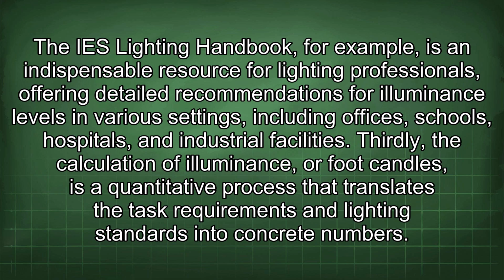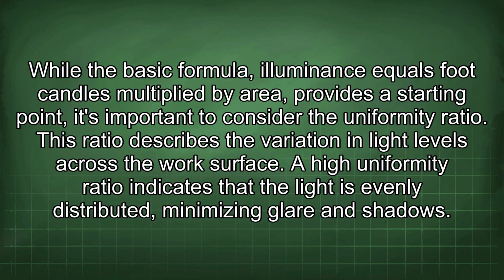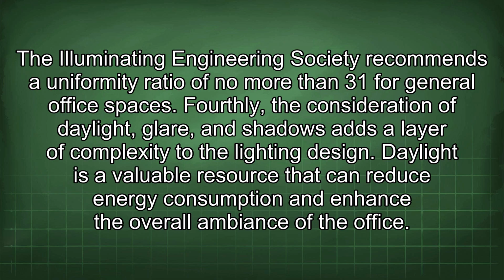Thirdly, the calculation of illuminance, or foot candles, is a quantitative process that translates the task requirements and lighting standards into concrete numbers. While the basic formula, luminance equals foot candles multiplied by area, provides a starting point, it's important to consider the uniformity ratio. This ratio describes the variation in light levels across the work surface. A high uniformity ratio indicates that the light is evenly distributed, minimizing glare and shadows. The Illuminating Engineering Society recommends a uniformity ratio of no more than 3:1 for general office spaces.